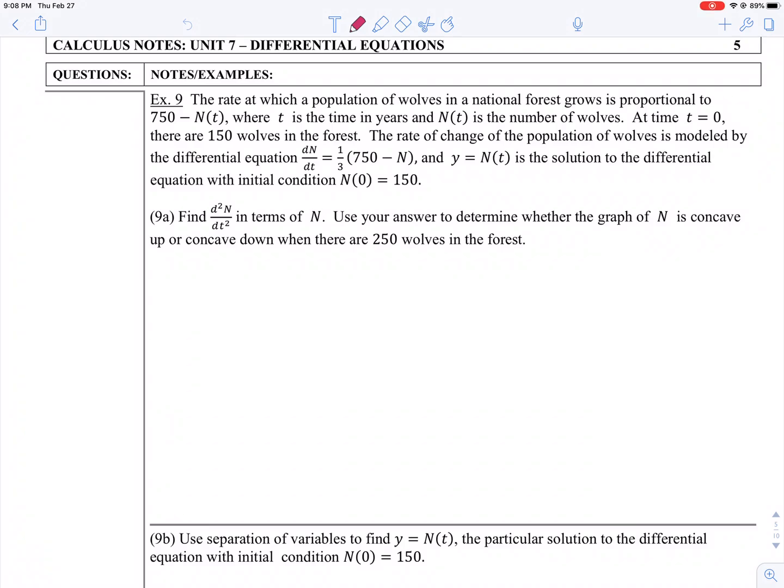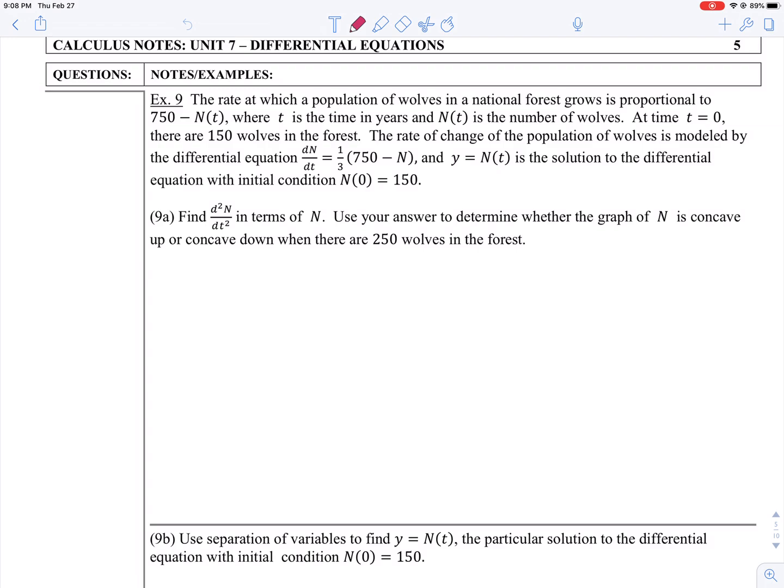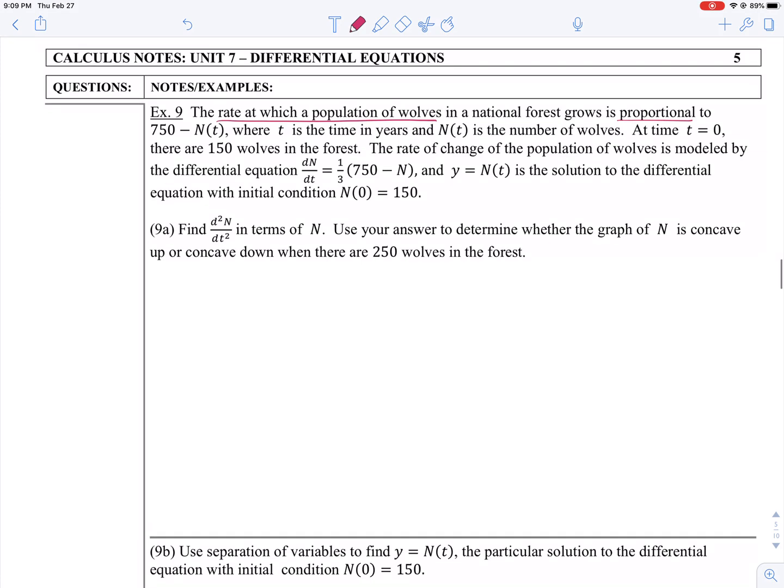Example 9 has a little bit more of a FRQ feel, like an AP style FRQ. It has a pretty long prompt here, but we need to make sure that we understand what we're talking about. So we're dealing with a rate at which the population of wolves is proportional to this particular expression, 750 minus n. Now it gives us some more information in here, but then it actually gives us the equation, so we do not have to build this equation.